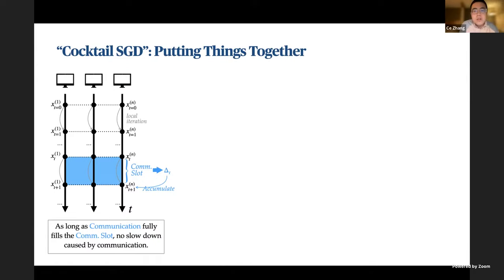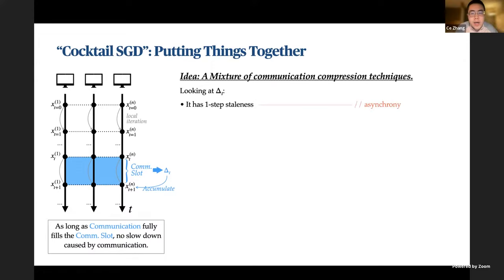The only thing is, how can we design this global state, delta t? The high-level idea is you can use a mixture of communication compression techniques here. If you look at delta t, it already has one step staleness, because it's computed in parallel with your computation and you just accumulate it into the next step. You have one step of asynchrony associated with delta t already. And one thing you can do is randomly pick p percent of the parameters to communicate.